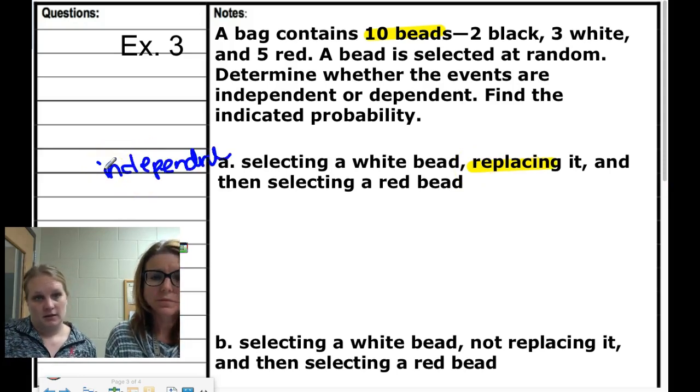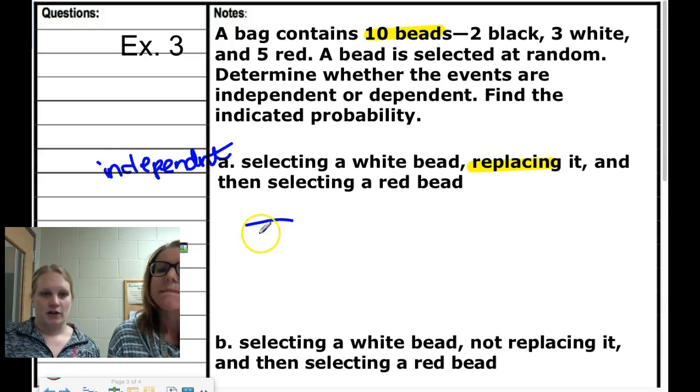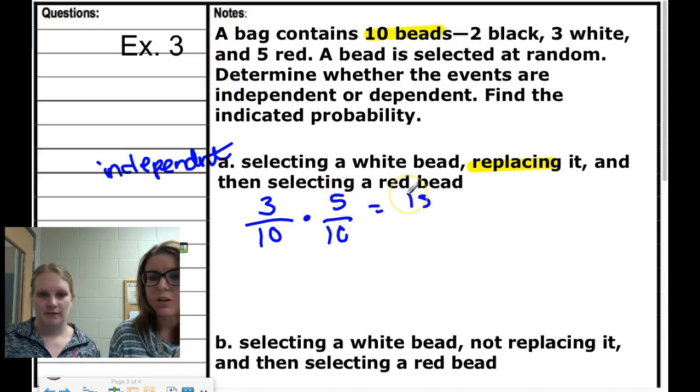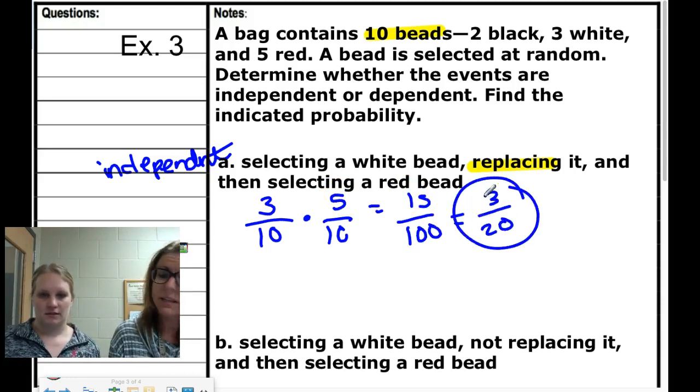Exactly. All right, so we start with our first fraction. There are 10 total beads. And how many are white? Take out a white, there are 3. Right. We replace it, so there's still 10 beads to choose from again. Yep. And now we're taking out a red, which is 5. And now we multiply straight across. 15 times 100, or 15 over 100. Which is 3 over 20. Nice. And that's it. All right.